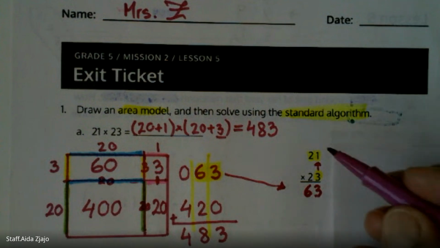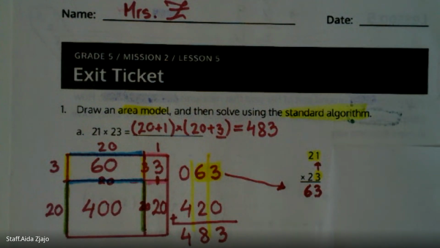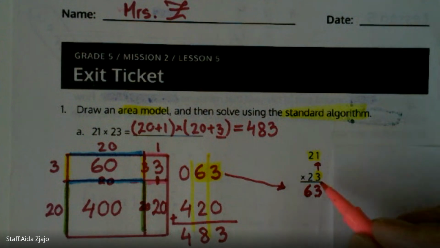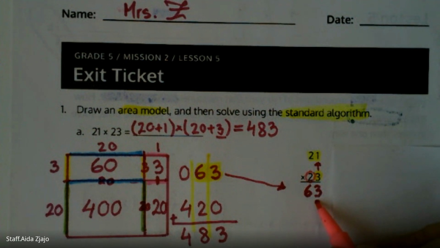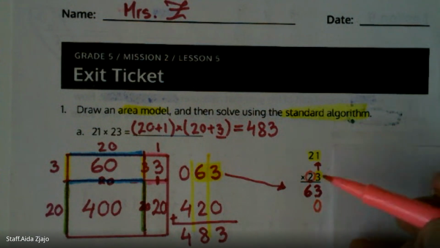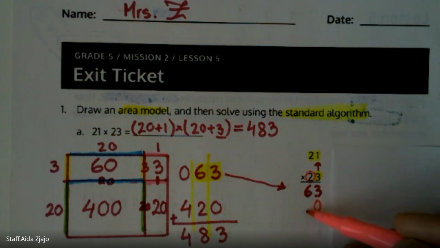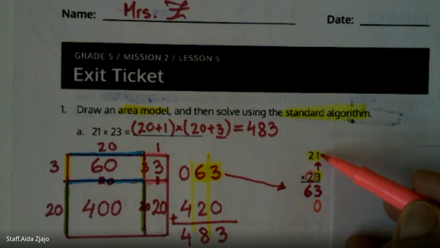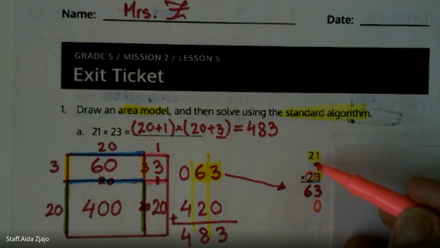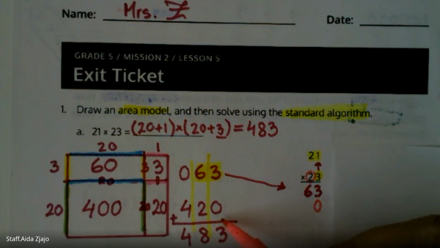Now, if I'm going to move to this, I'm working now with tenths. So if I'm moving from ones to tenths, I have to put a 0 right here as a place holder, because this is not 2, it's 2 tenths, it's 20. So imagine this 20. So 20 times 21 has to be 420.